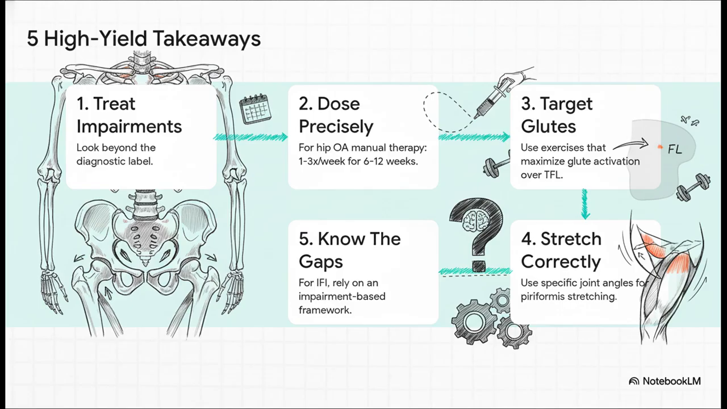Number 1, treat the impairment, not just the label. That's huge. Number 2, dose your manual therapy with precision. Remember those numbers for hip OA: 1 to 3 times a week for 6 to 12 weeks. Number 3, target the glutes intelligently. Use those specific exercises to bias the glutes over the TFL. Number 4, stretch the piriformis the right way using those specific joint angles we talked about. And last, number 5, acknowledge the gaps in the evidence. For things like IFI, you've got to rely on your sound impairment-based clinical reasoning.